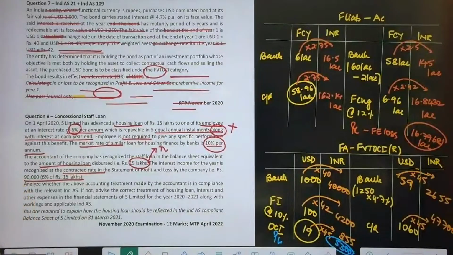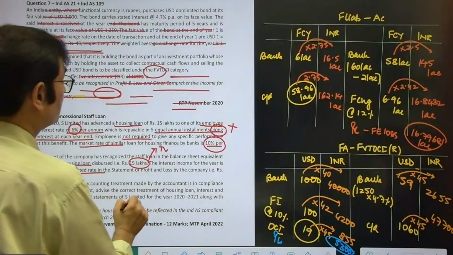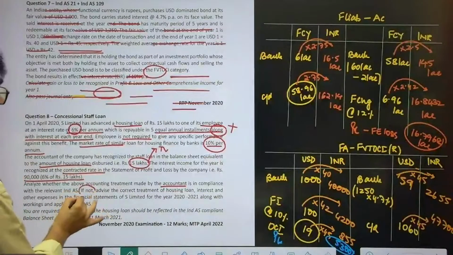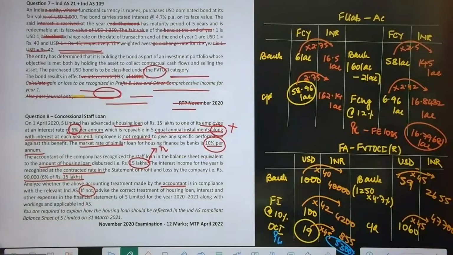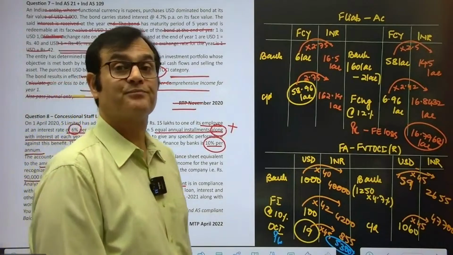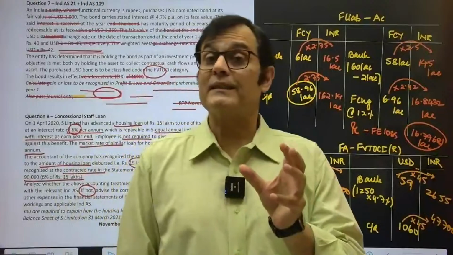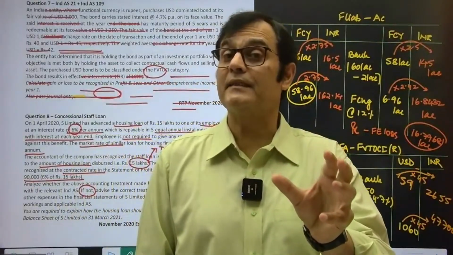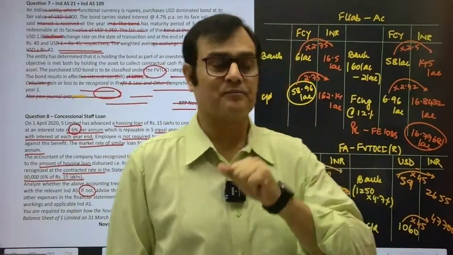Then it says, analyze whether the above accounting treatment done by the accountant is in compliance with the relevant Ind AS. Then it says, if not... I always tell people that the question at times is trying to give you an answer. When it says, is this the accounting treatment correct? If not, tell me the treatment. It's like telling you the treatment is not correct.